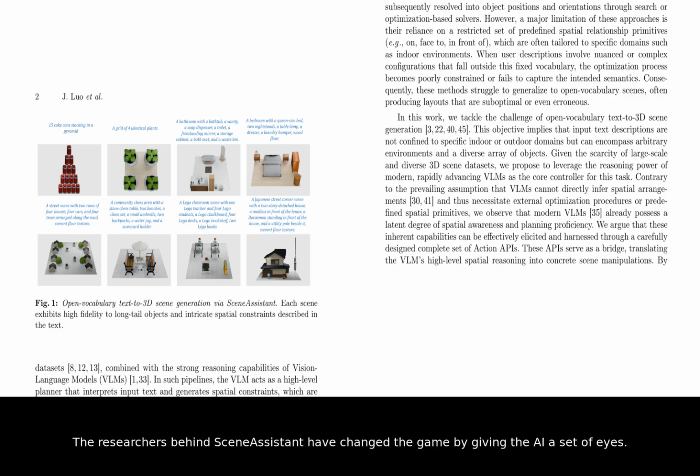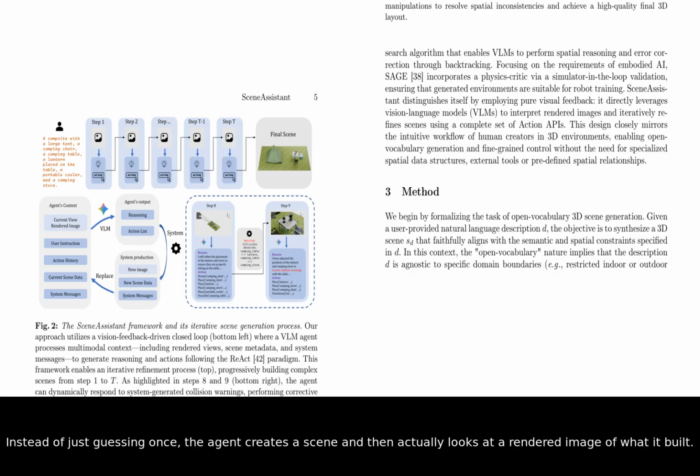The researchers behind SceneAssistant have changed the game by giving the AI a set of eyes. Instead of just guessing once, the agent creates a scene and then actually looks at a rendered image of what it built. This is called a visual feedback loop, and it allows the AI to catch and correct its own mistakes. If it sees that a lantern is sitting inside a table rather than on top of it, it can decide to move it in the next step.